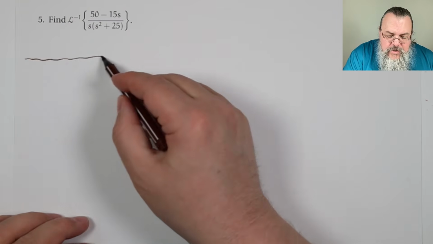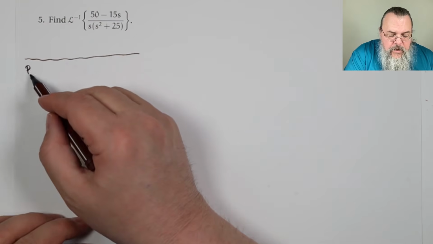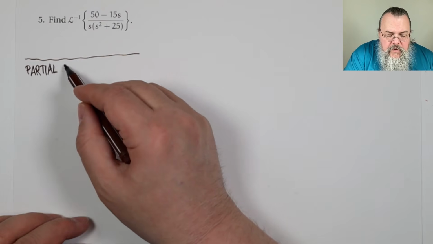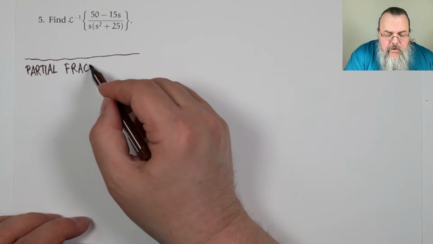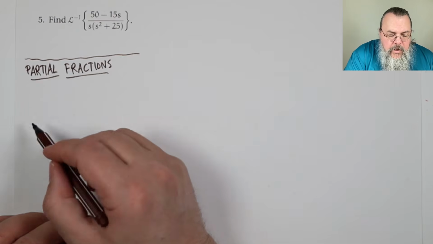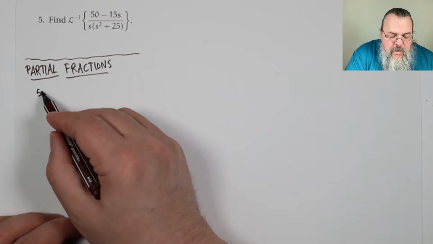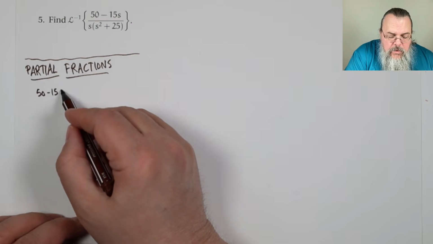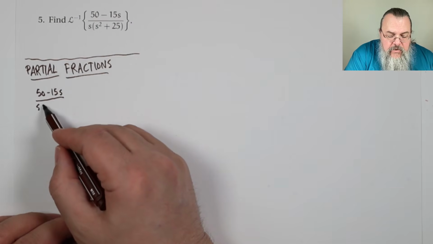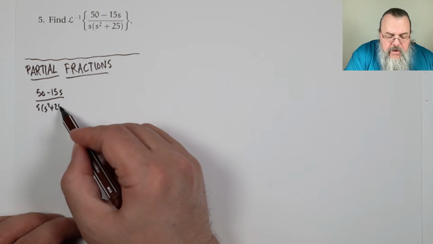Okay, so algebra interlude. We're going to go into partial fractions. And the nice thing for us, they've already factored it for us. So that's good news. So we say, all right, well, we have our 50 minus 15s. We definitely need those pieces. Divide by s times s squared plus 25.